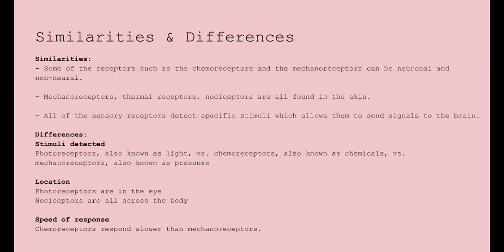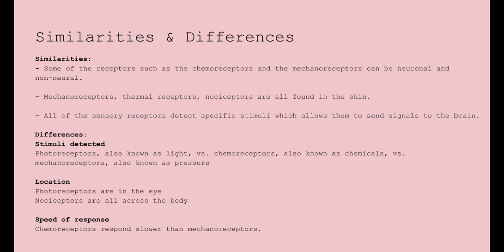For the differences, we see that different receptors detect different types of stimuli. So, for example, we have photoreceptors, which respond to light, chemoreceptors, which respond to chemicals, and mechanoreceptors, which respond to pressure. And their location varies as well. Photoreceptors are found only in the eye, as we said earlier, in the retina, while nociceptors are distributed all over the body to detect pain.